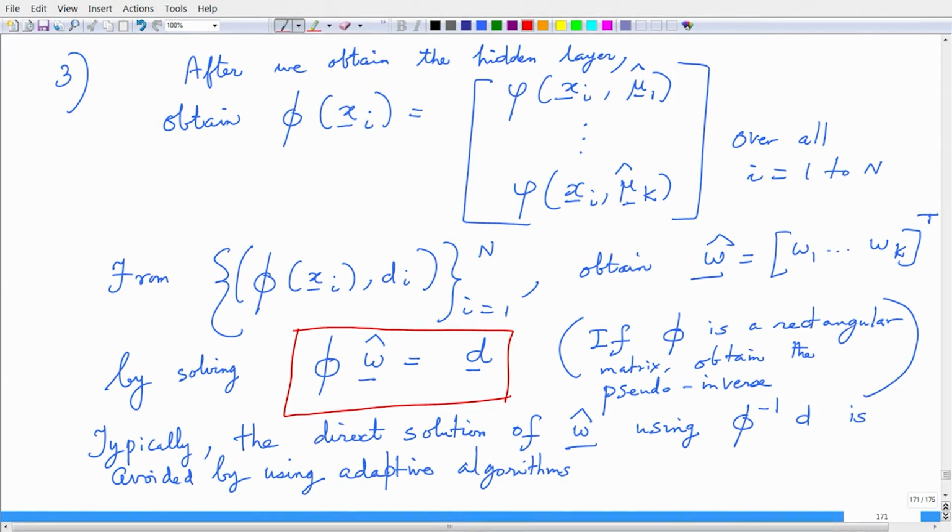It is not the case if data points go from 1 to n and the number of cluster centers we have are from 1 through k. In such a case, you will have a rectangular matrix and you will have to do a pseudo inverse computation to get the optimal w hat, and the direct inversion is difficult. In such cases, we circumvent these problems using adaptive algorithms, and one such procedure is using the recursive least squares algorithm, wherein we can solve for these weights optimally.